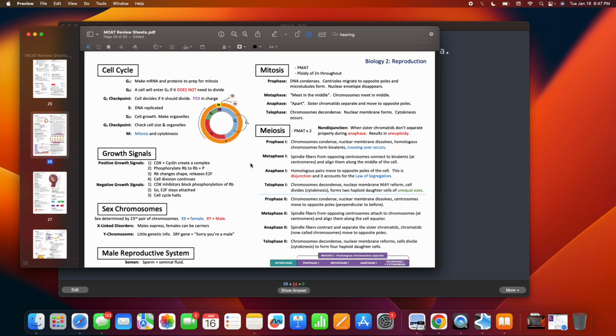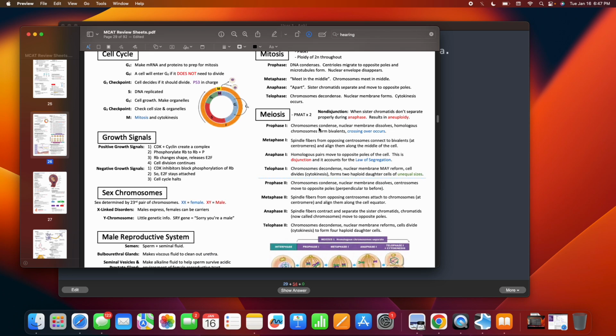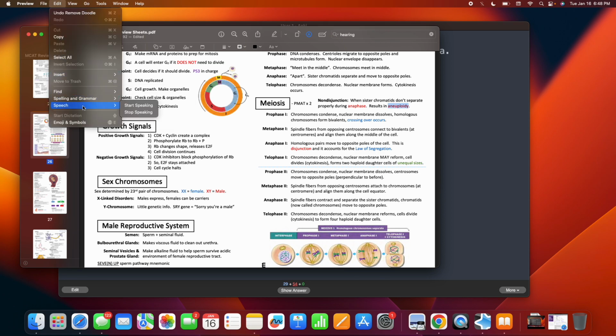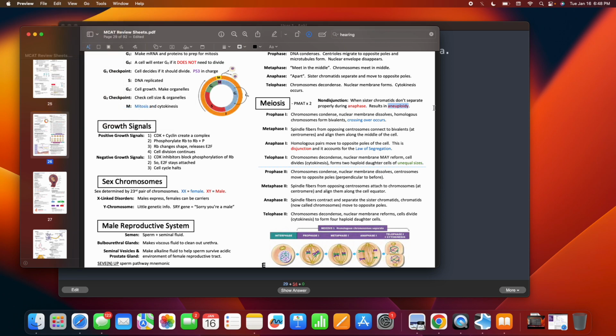Now, meiosis is PMAT times 2. So you have prophase 1 and prophase 2 thereafter, and so forth. We have non-disjunction when sister chromatids don't separate properly during anaphase. It results in aneuploidy. Let's see how this is pronounced. Aneuploidy, yes.